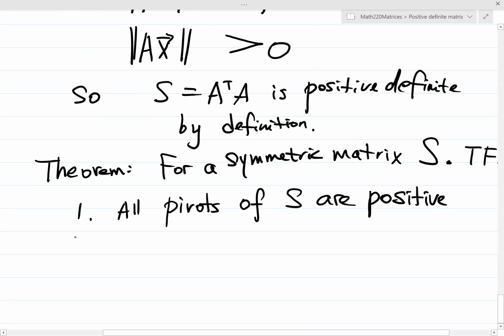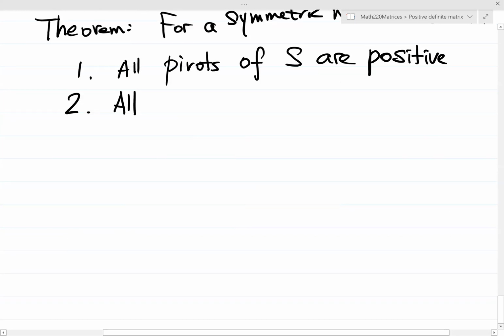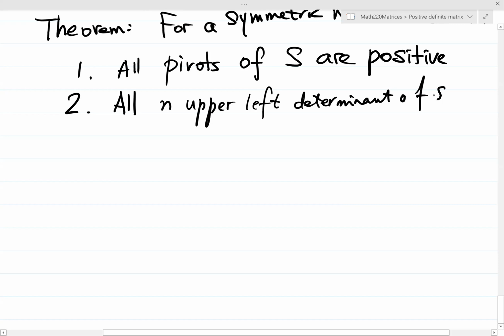Okay, 2, all the upper left determinants of S are positive. We will give one example at the end, okay? Or the n upper left determinants of S are positive.